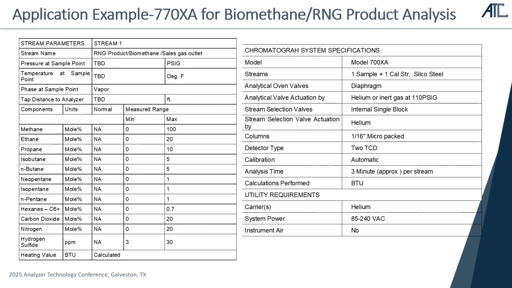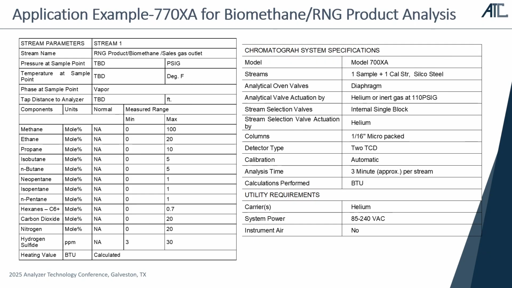So the next application I'm showing is for measuring the biomethane. That's on the product side. So we know that the biomethane has to meet the pipeline quality standard before it is being injected, because we have to make sure it meets the spec. So we are all familiar with the natural gas pipeline quality standard, where the measurement typically is C1 to C6 plus, BTU of course, and then CO2, nitrogen, H2S.